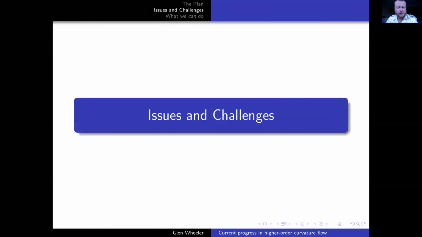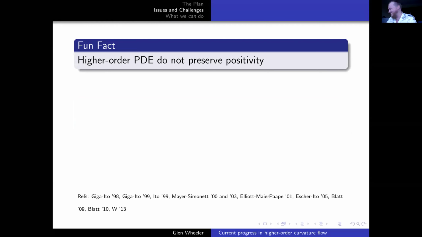Okay. Right, now I can finally talk about what I want to talk about, which is the issues and the challenges. Okay. So here's a fun fact. And this might be a rather negative slide because we're talking about issues, but that doesn't stop us from using the word positivity. And this fun fact is that higher order PDE do not preserve positivity in general.